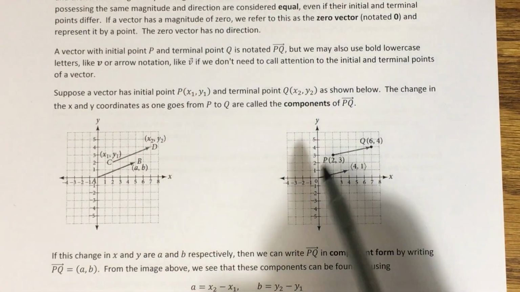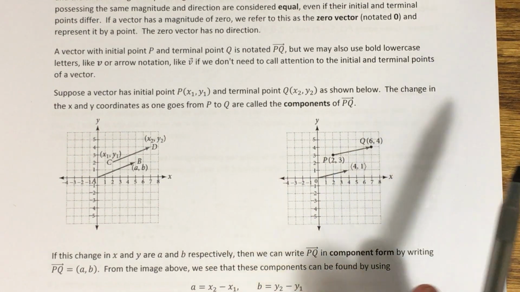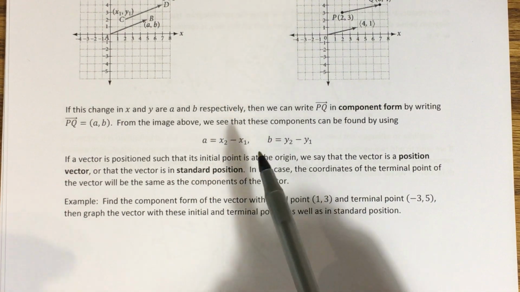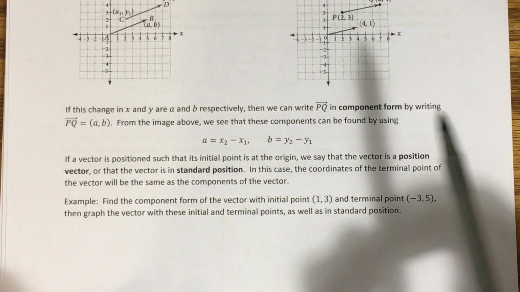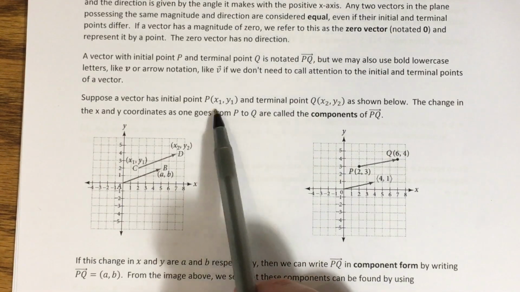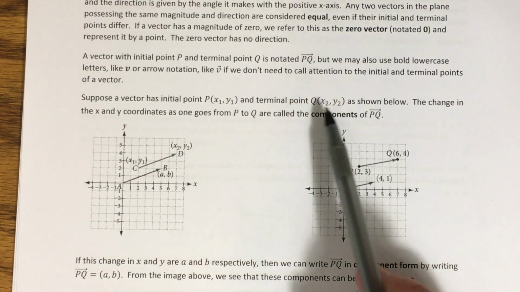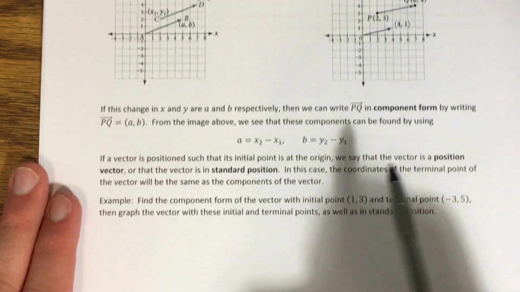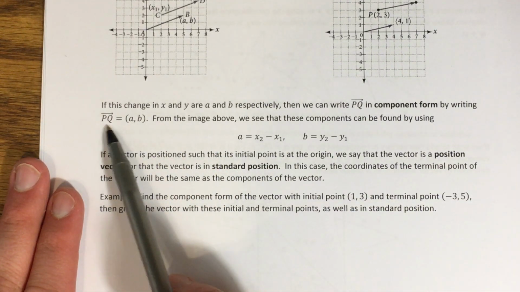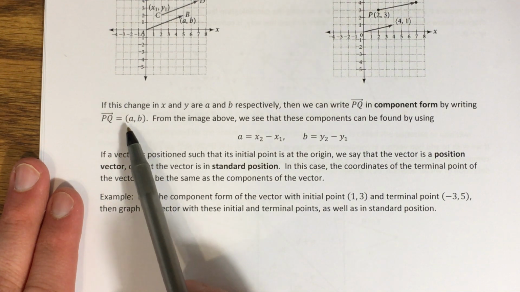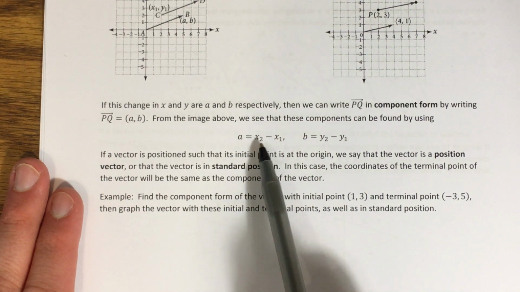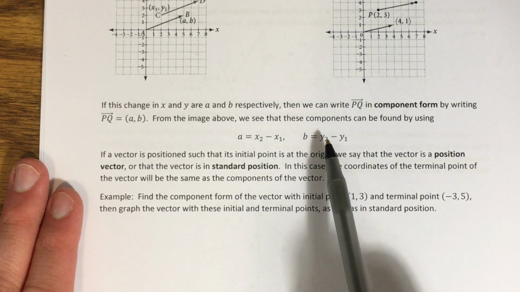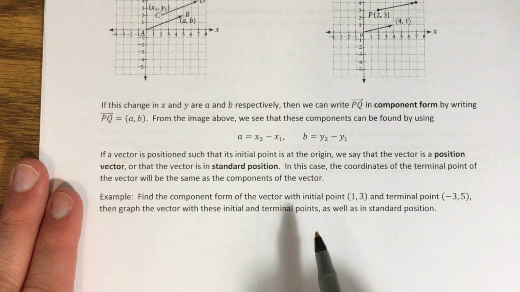If you have the initial and terminal points of a vector, it's easy enough to see that we can compute the components by just taking the difference of their x's and their y's. So for example, if P is the point (x1, y1), Q is the point (x2, y2), and we're talking about the vector PQ, then the vector PQ can be written in this notation, (A, B), where A is the difference between the terminal x value and the initial x value. B is the difference between the terminal y value and the initial y value.